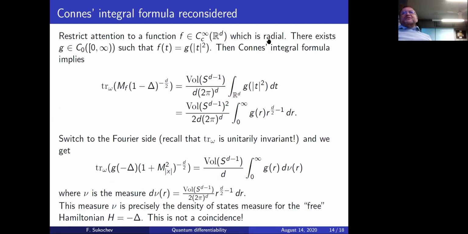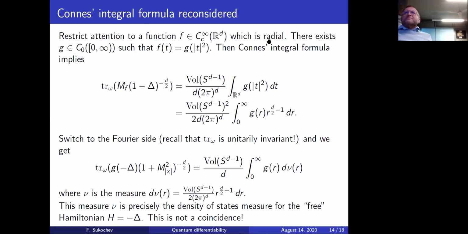Now let us restrict our attention. So f was an arbitrary C-infinity compactly supported function. I will now take an even more special class of function, radial functions. So it's a function which depends only on the distance from zero. So f of t is another function g of the absolute value of t squared. So my function f now takes only one value on every sphere, depending on the radius of the sphere.